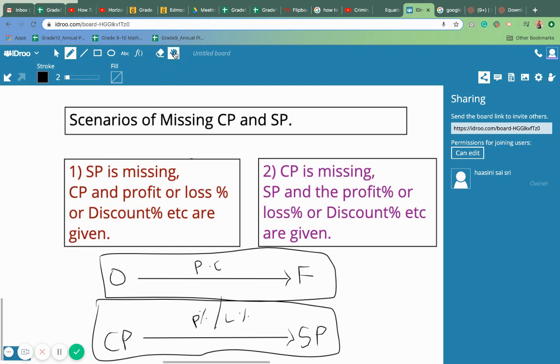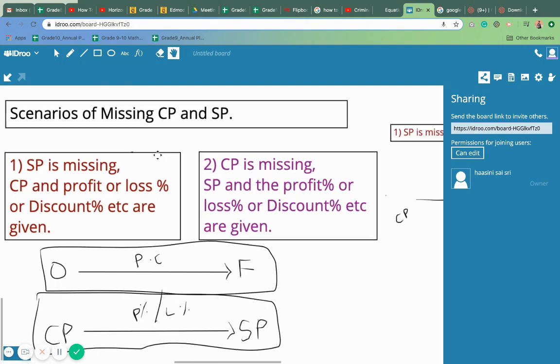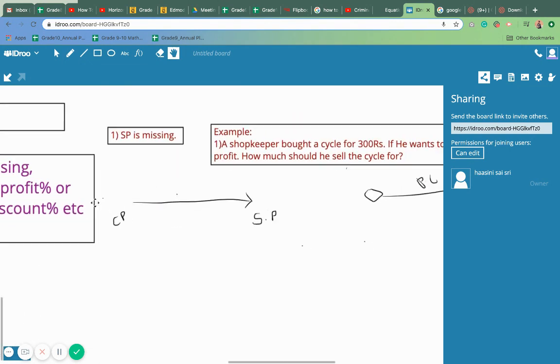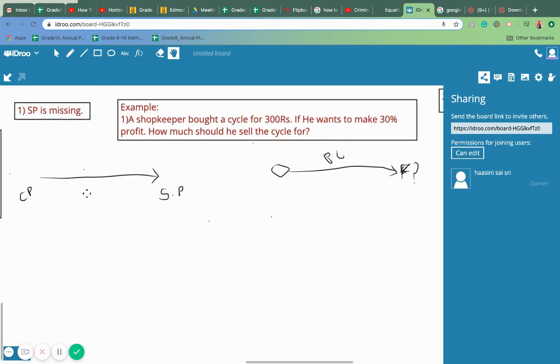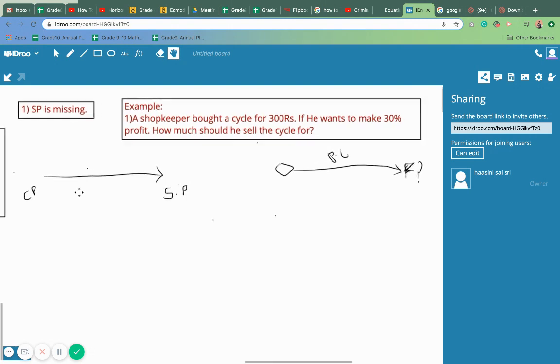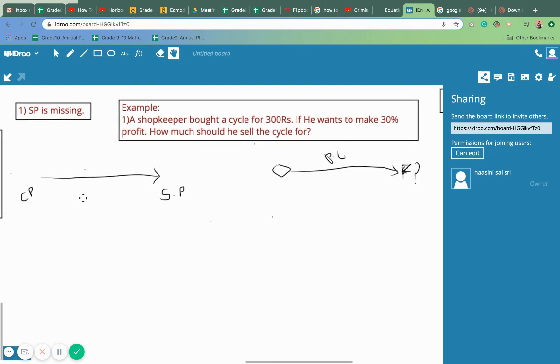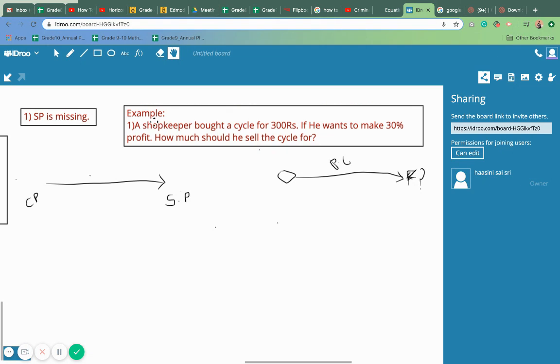Now, let's look at the first scenario. In the first scenario, we are going to look at an example where the selling price is missing. Let's read the example. A shopkeeper bought a cycle for 300 rupees. If he wants to make 30% profit, how much should he sell the cycle for?